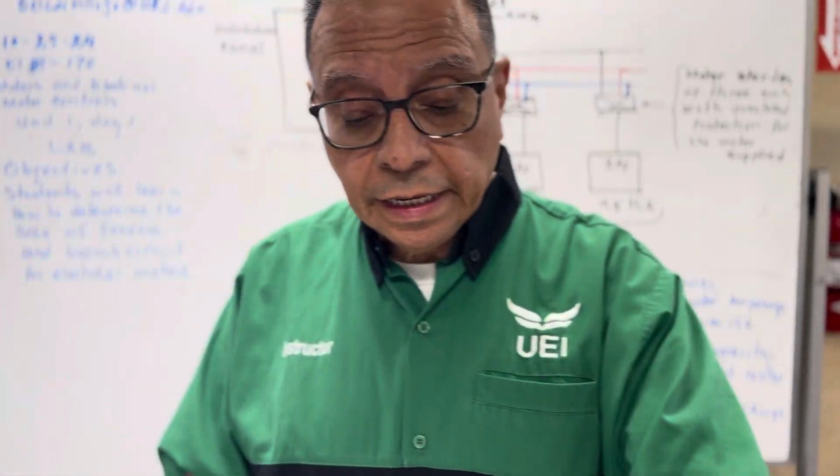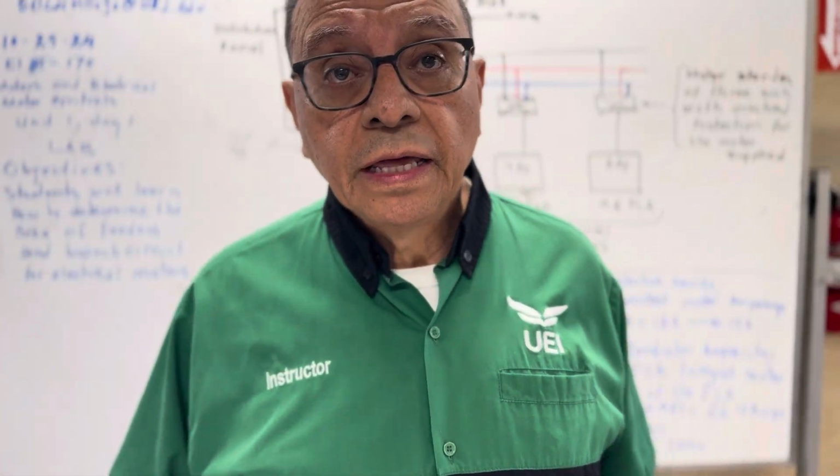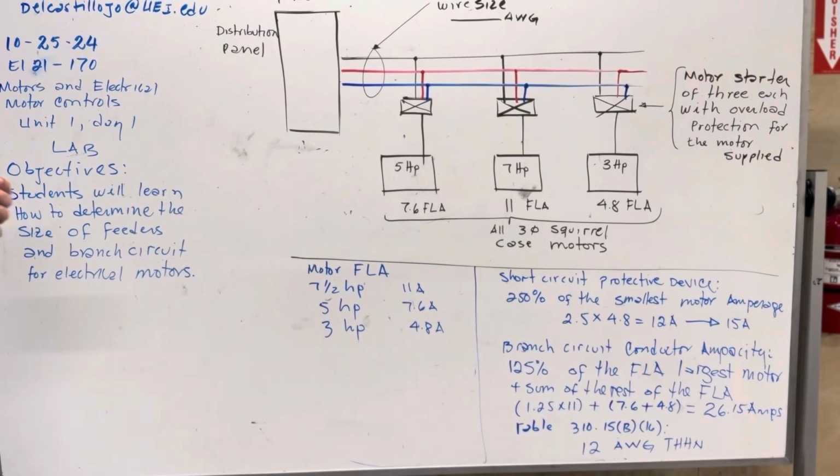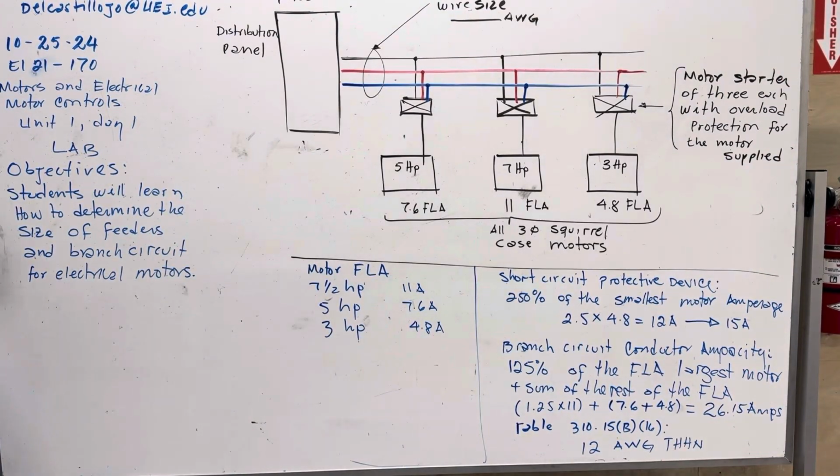Good morning, class. This is the second part of the lab. We are going to be working with motors and electrical controls. It's unit one, day one, a lab. This is the second objective. The student should be learning how to determine the gauge of the feeder conductor and the conductor on the branch circuit.